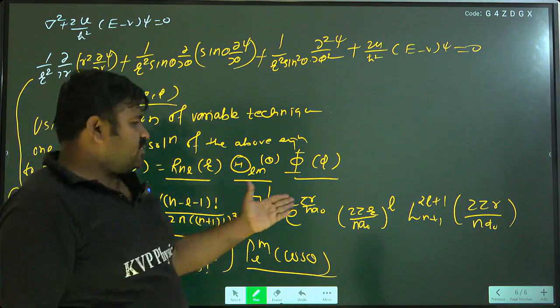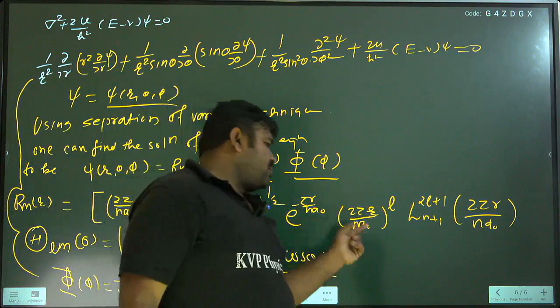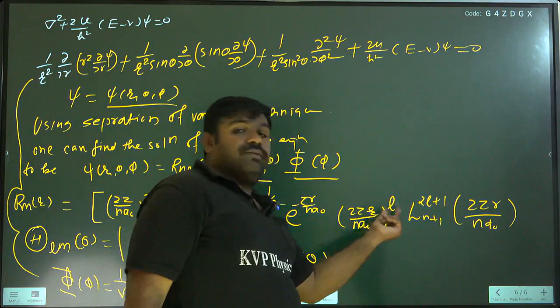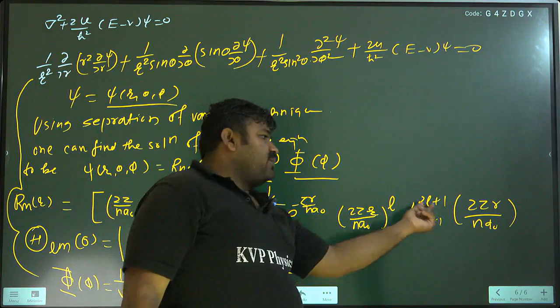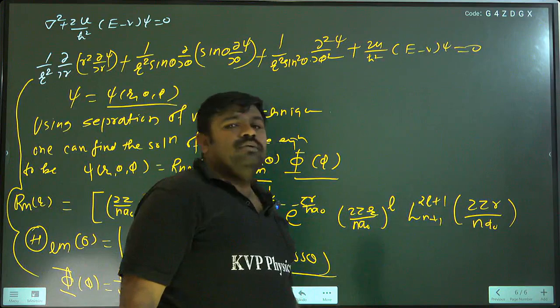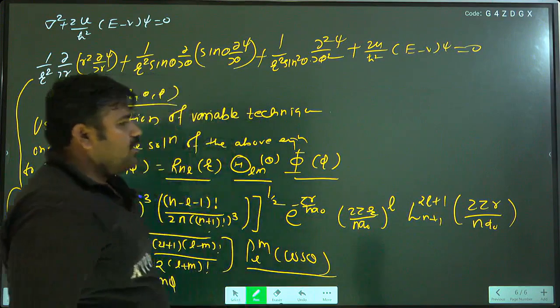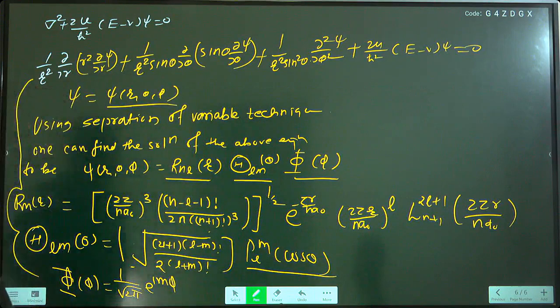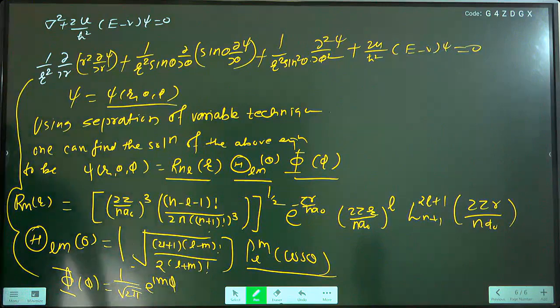e to the power minus zr upon n a naught into 2zr upon n a naught bracket to the power l into L n plus l, 2l plus 1, into 2zr upon n a naught. A naught is the Bohr radius. L means orbital quantum number. N means principal quantum number. Okay, and m is nothing but the azimuthal quantum number. समझ में आ रहा है?